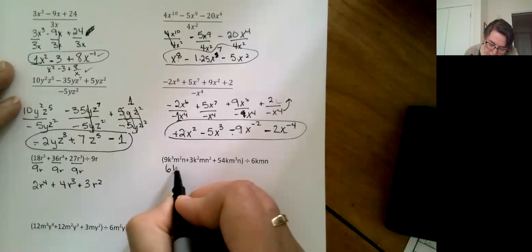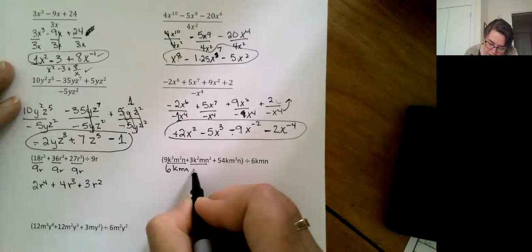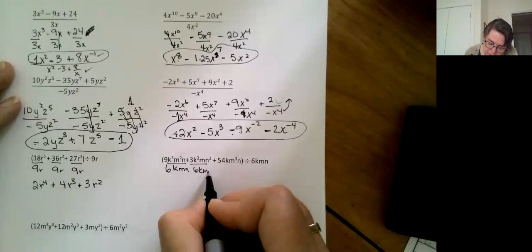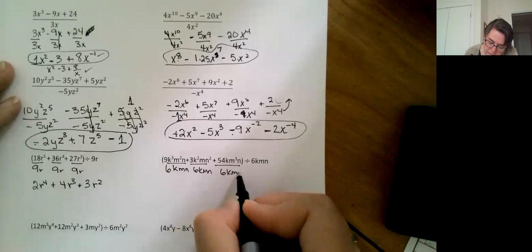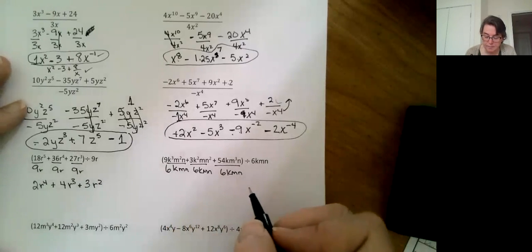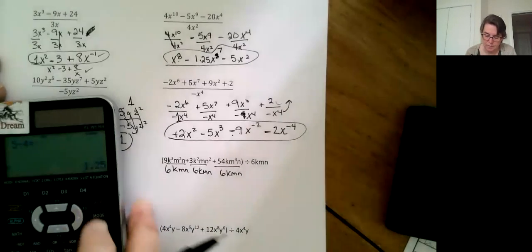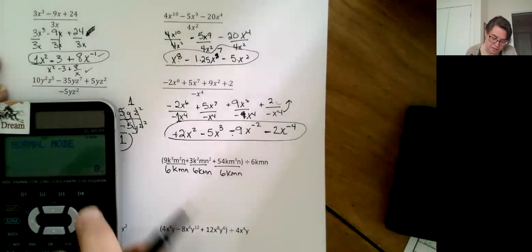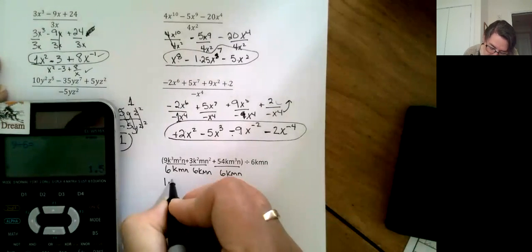6KMN. Oof. Okay, 9 divided by 6. That doesn't come out as an equal number. So let's see what we get. 9 divided by 6. Nope. So 1.5.